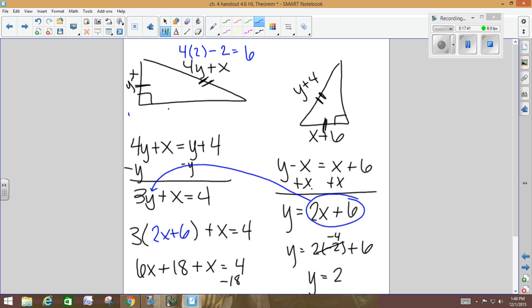Y is positive 2, x is negative 2. When I plug it in over here, it becomes 2 minus negative 2. That's 4, okay? Plug it in over here, 2 plus 4 is 6, and negative 2 plus 6 is 4. All right, your legs are the same length, and the hypotenuses are the same length. So our x and y values are correct.